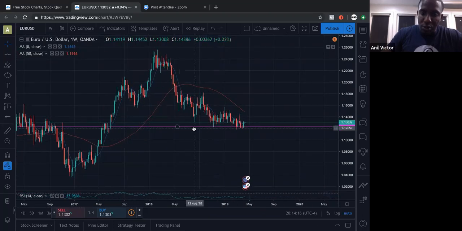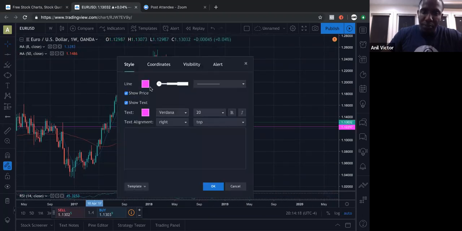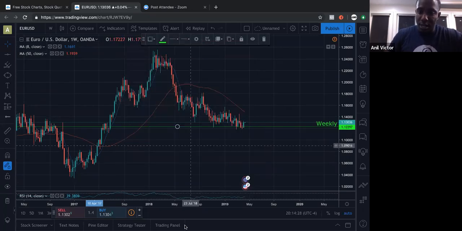Now, what I like to do is color coordinate your lines. It doesn't matter what colors you choose, as long as you come here in a text and type in what it is that you're looking at. This is a weekly line. So we're going to type that in there.